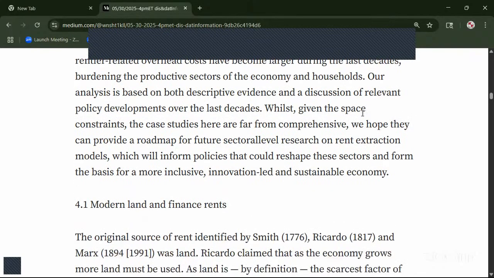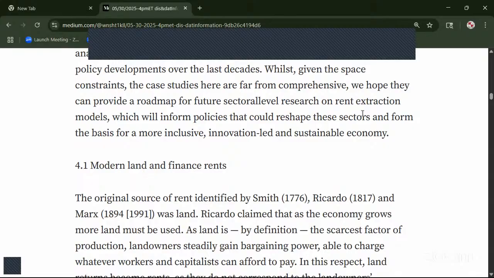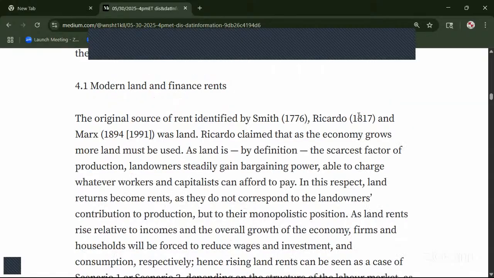4.1 Modern Land and Finance Rents. The original source of rent identified by Smith, Ricardo, and Marx was land. Ricardo claimed that as the economy grows, more land must be used. And land is, by definition, the scarcest factor of production. Landowners steadily gain bargaining power, able to charge whatever workers and capitalists can afford to pay. In this respect, land returns become rents, as they do not correspond to the landowner's contribution to production, but to their monopolistic position.